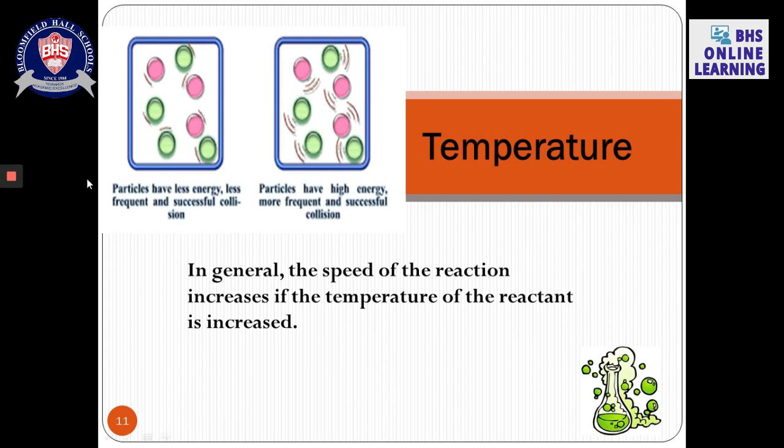If you decrease the temperature, then the heat energy decreases, the kinetic energy decreases, there will be less effective collisions and the rate of reaction decreases.